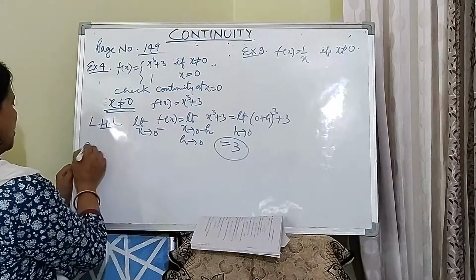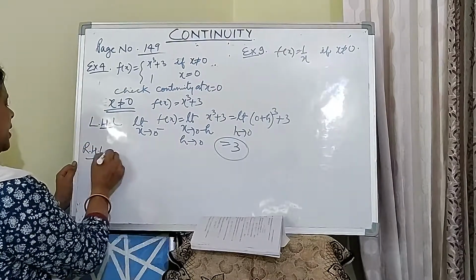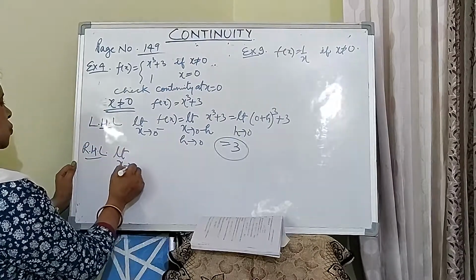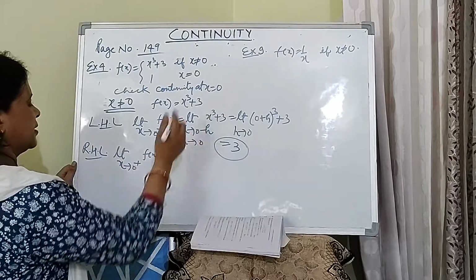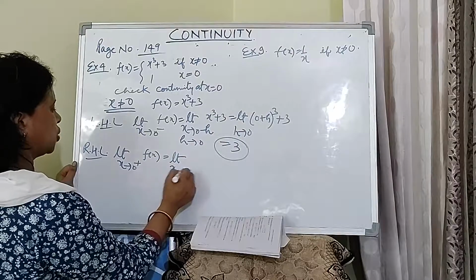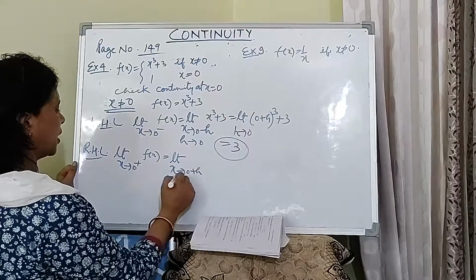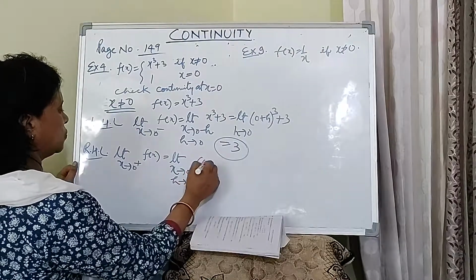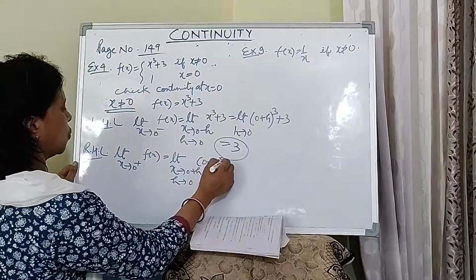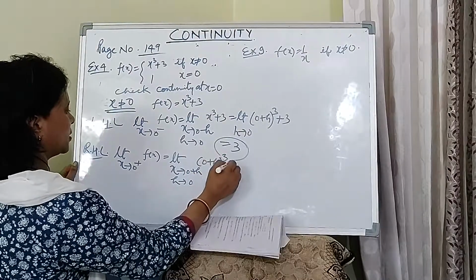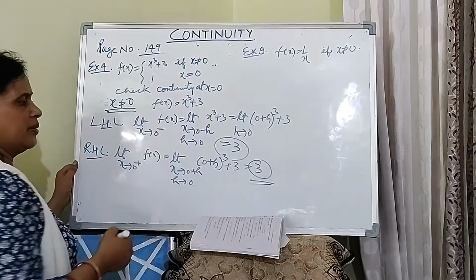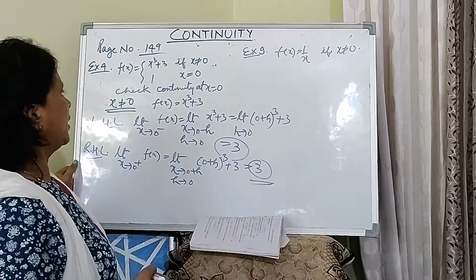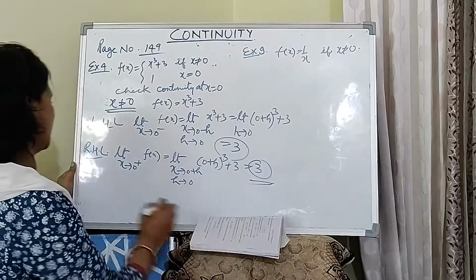Let me take the RHS. RHS is limit x tends to 0 plus f(x). Again I will write the same thing: limit h tends to 0, this will become (0 plus h) whole cube plus 3. Again this will be 3. Right hand limit is also 3. Left hand limit is 3. Right hand limit is 3.